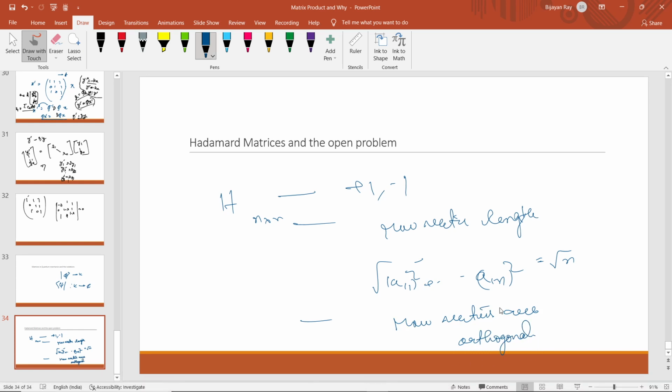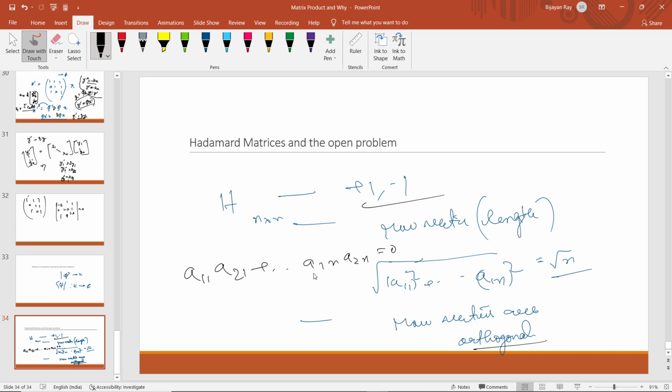Can you all visualize it? What I meant by the row vector length equal to root n: the matrix has entries plus minus 1, and the rows are orthogonal. So basically, if we consider a11 a21 plus dot dot dot plus a1n a2n, it should be 0.